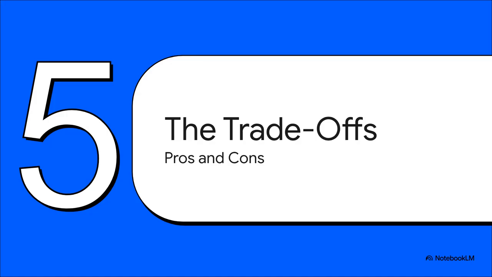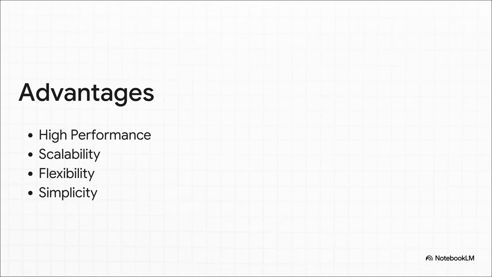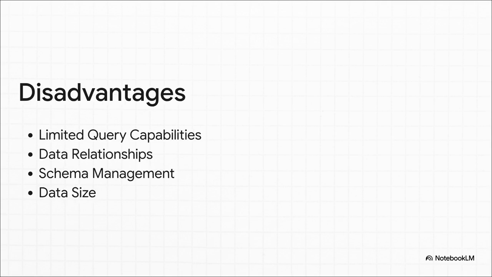Section 5, the trade-offs, pros and cons. So, the crucial point here is that businesses absolutely love this architecture for its incredible advantages. We're talking high performance, massive scalability, complete flexibility, and absolute simplicity. When operational speed matters more than complex analysis, this is for sure the definitive go-to solution. However, we definitely have to look objectively at the limitations.